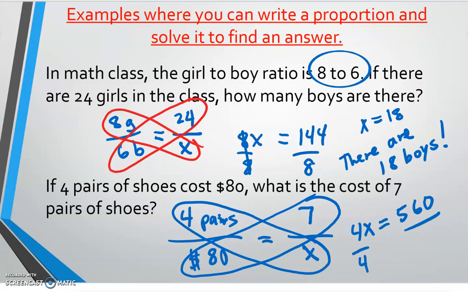And we're just going to divide by 4 on both sides. And it looks like that's going to be 140, I believe, if my math is correct. I'm pretty sure. So we're going to say x equals 140. But again, we should be answering in a sentence, right? So you're going to say 7 pairs would cost $140.